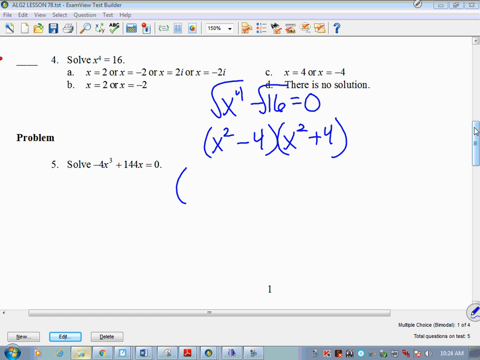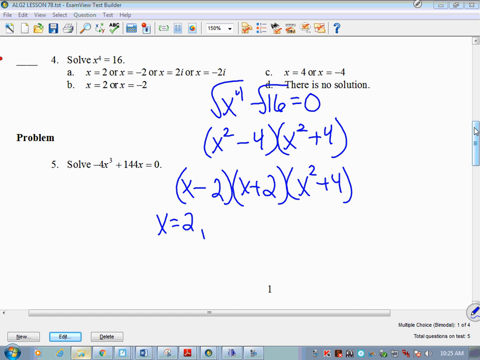Square root them, all right? What's the square root of x squared? X, and what's the square root of 4? 2. So I could write x minus 2 and x plus 2 and x squared plus 4, right? I'm just going to bring this guy down. All right, now can I solve these for x? Okay, what do I get here? 2. What do I get here? Negative 2.